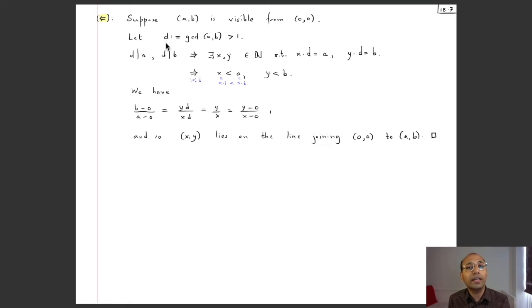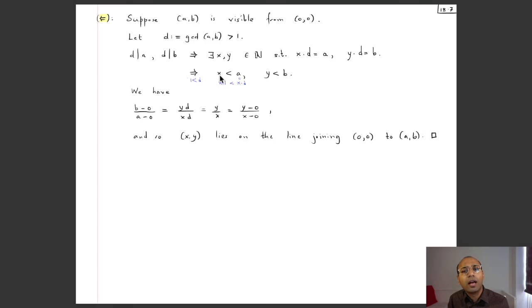Now we also know that D is strictly bigger than 1, that's what we are assuming. And then if I multiply both sides by this positive integer x, then we get x times 1 is strictly less than x times d, but x times d is a and x times 1 is x. So we get x is strictly less than a, and similarly y is strictly less than b. Okay, so what we have is b minus 0 by a minus 0. Now b we have just discovered is y times d and a is x times d. So we have that the d cancels and we get that this is y by x, which is y minus 0 by x minus 0.